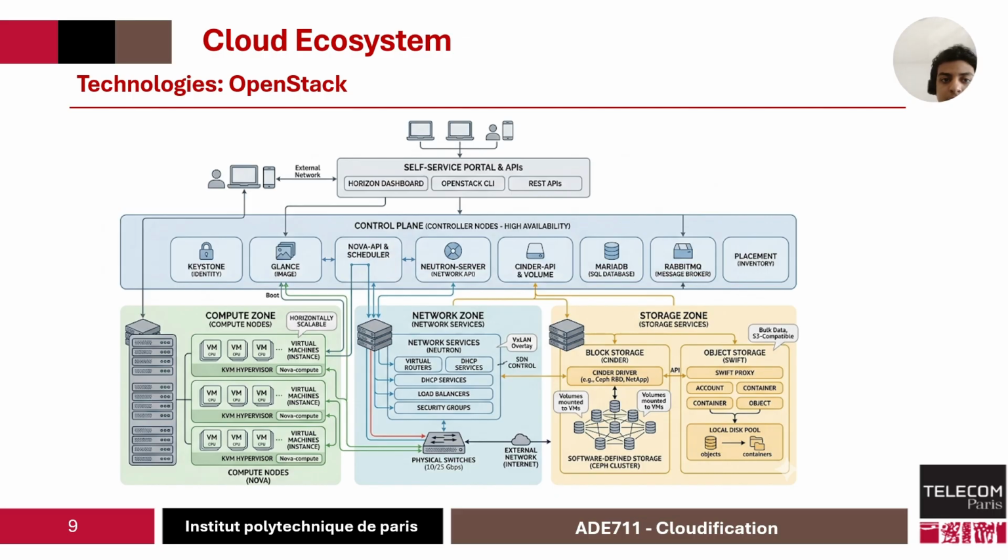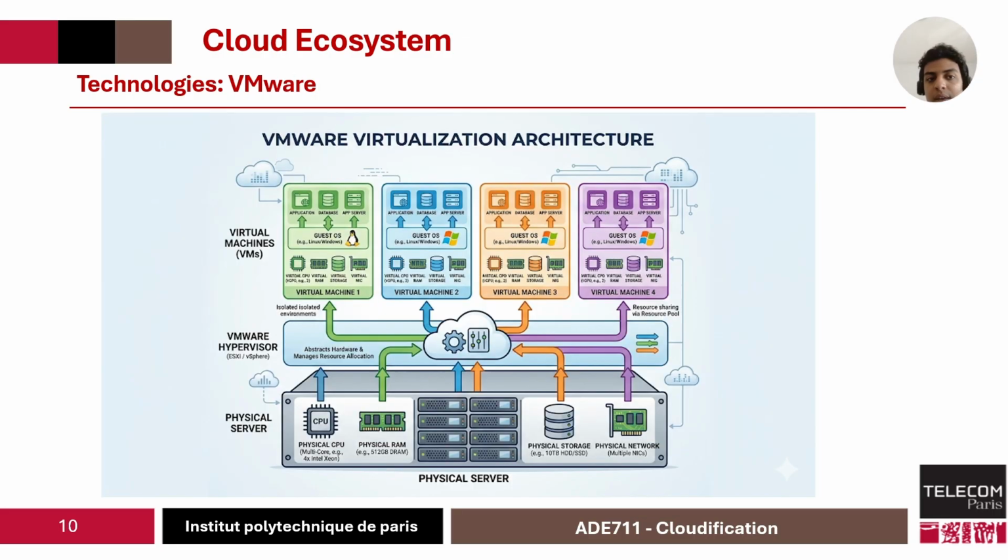And of course, OpenStack can also be used with another technology, which is VMware, and VMware is the technology that allows us to virtualize or to have a virtualized architecture. Of course, you will need a hypervisor, like an intermediate or an interface between your physical devices and your software.